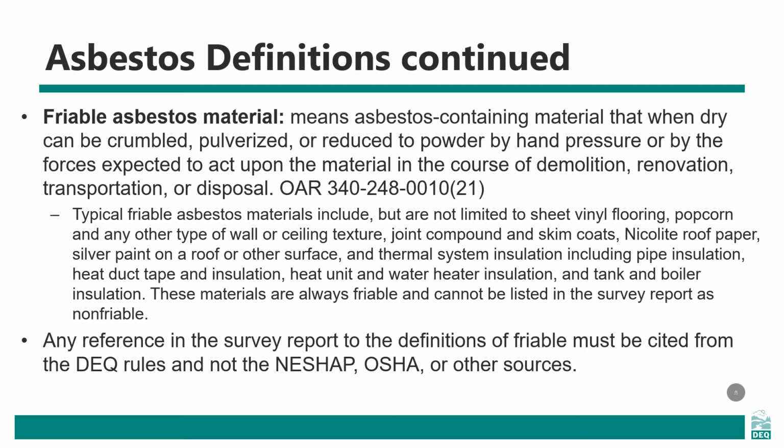Typical friable asbestos materials include, but are not limited to, sheet vinyl flooring, popcorn and any other type of wall or ceiling texture, joint compound and skim coats, Nicolite roof paper, silver paint on a roof or other surface, and thermal system insulation, including pipe insulation, heat duct tape and insulation, heat unit and water heater insulation, and tank and boiler insulation. These materials are always friable and cannot be listed in the survey report as non-friable. Friable materials must be removed by an asbestos abatement contractor or the owner-occupant of a privately owned single residence.